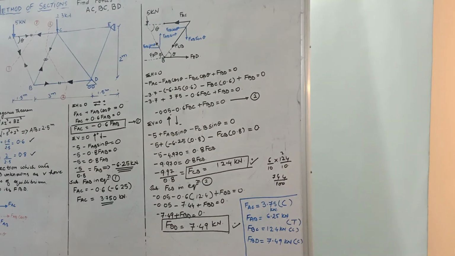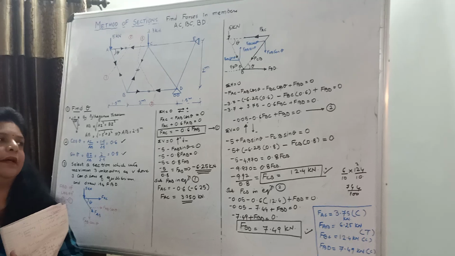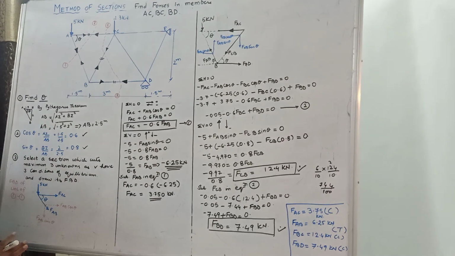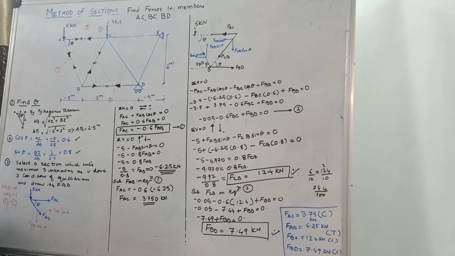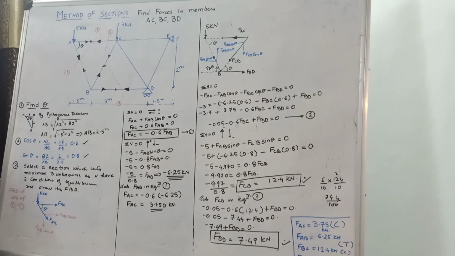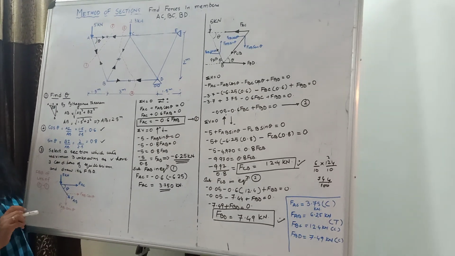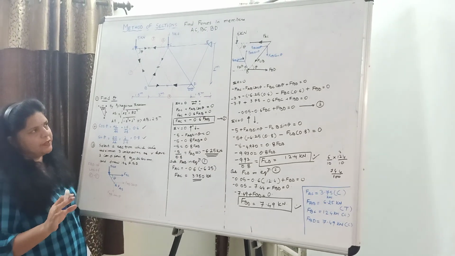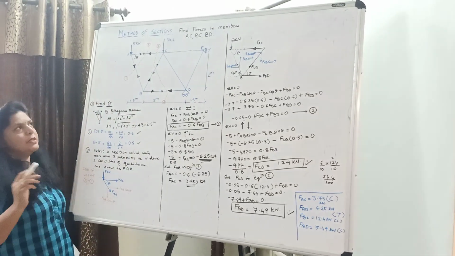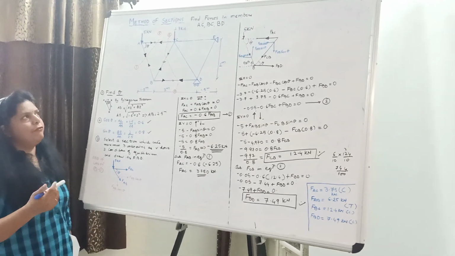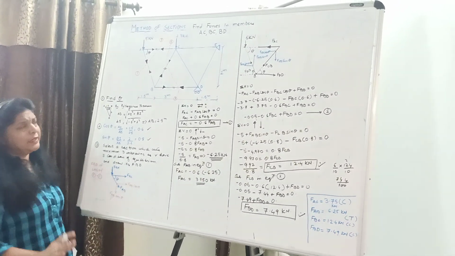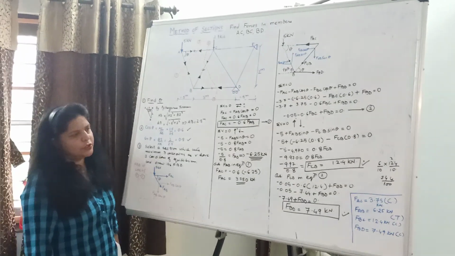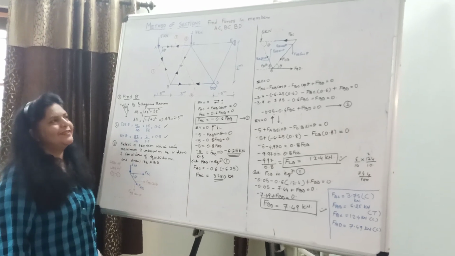Okay, so this is basically the method of section in which 3 important points are to be considered. First is you have to assume whether the member is compression or tension. So we'll assume that all members are compressive, as I have assumed this. Second is we have to select a section where maximum 2 unknowns cut. Okay, and third is apply the conditions of equilibrium. Okay, so thank you.